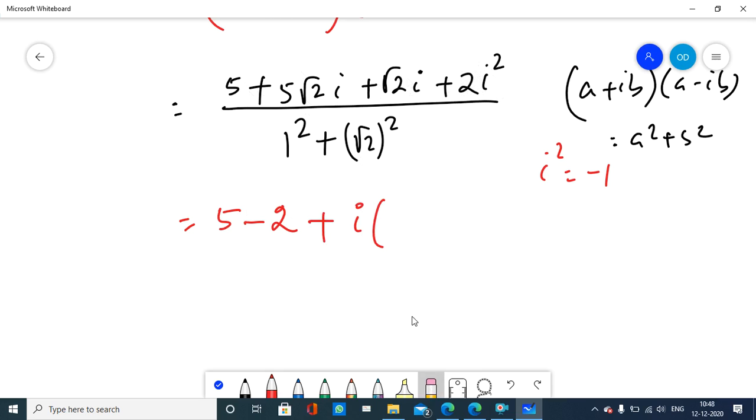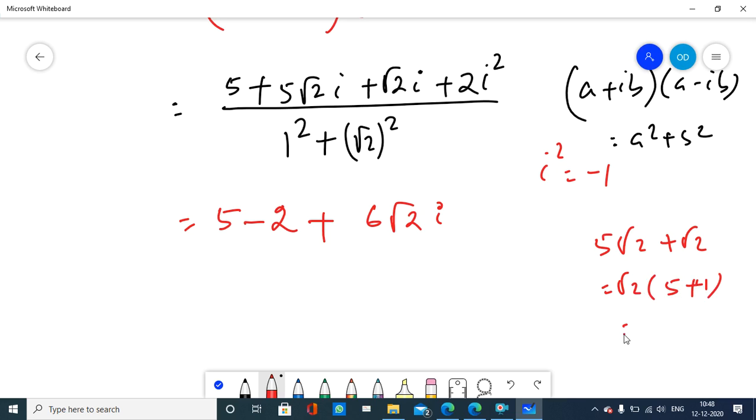And from these two, we will take i common. Well, no need to take common. We know that 5 root 2i plus root 2i will be what? 6 root 2i. I get my point. If you take i common, 5 root 2 plus root 2 is what? So 6 root 2i. Take root 2 common, 5 plus 1, 6 root 2. You get it? 6 root 2i.